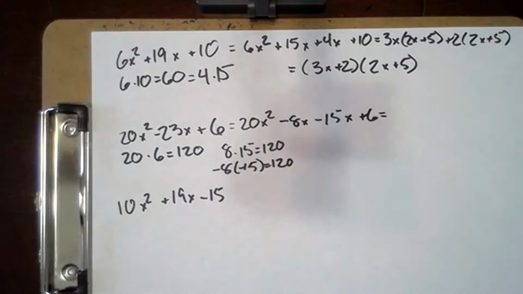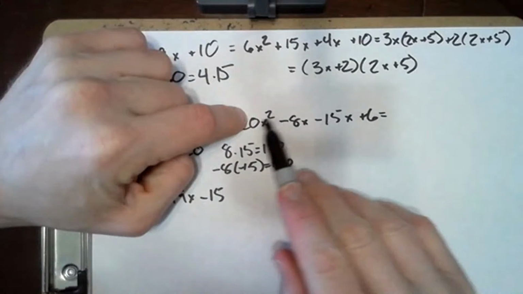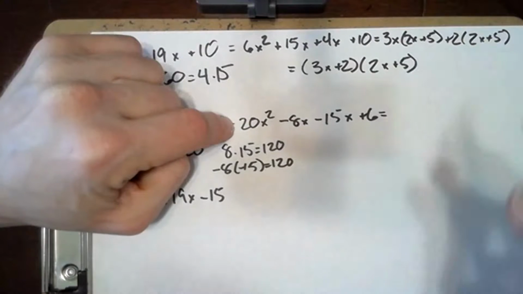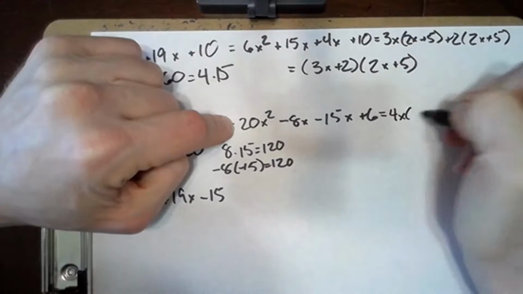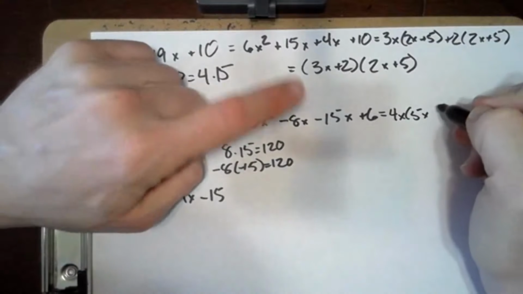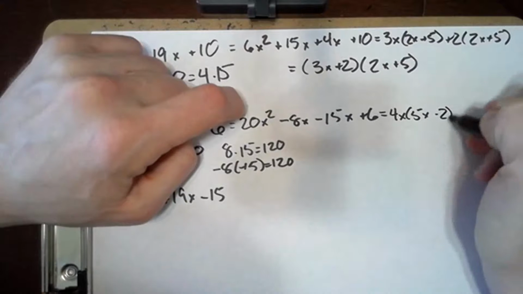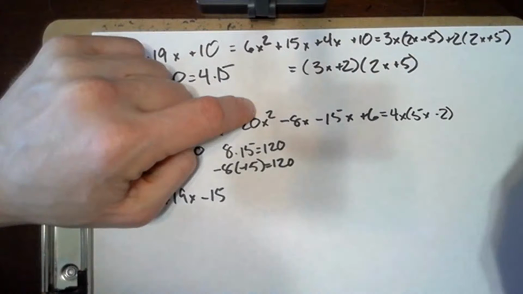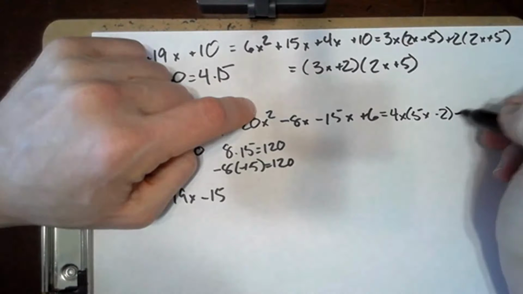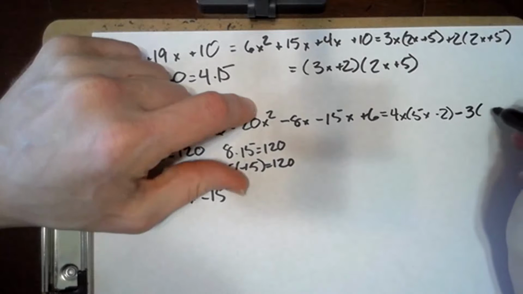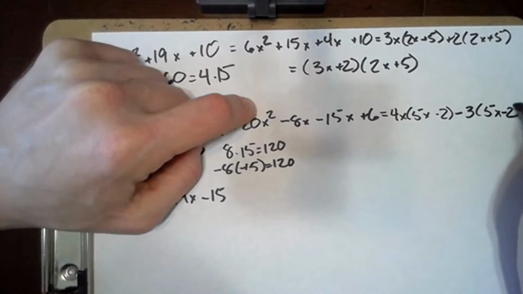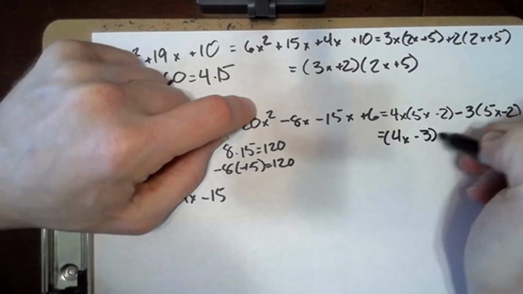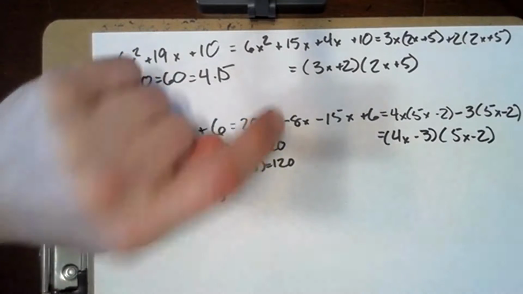Okay, so I start by finding a common factor in 20x squared and negative 8x, and that would be 4x. So it's 4x times 5x minus 2. I look for a common factor between negative 15x and 6. So that's going to be a minus 3 times 5x minus 2, which gives us in the end 4x minus 3 times 5x minus 2.